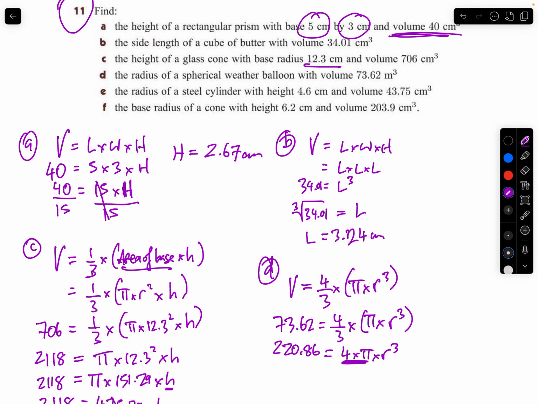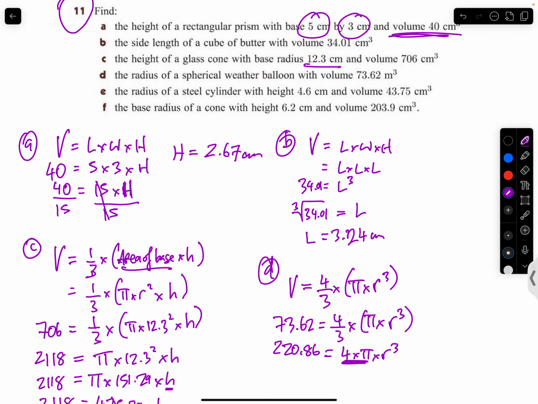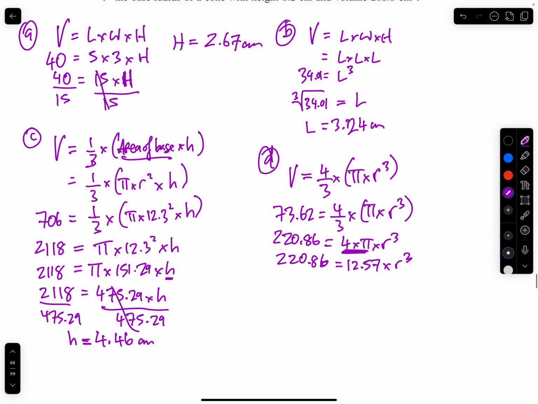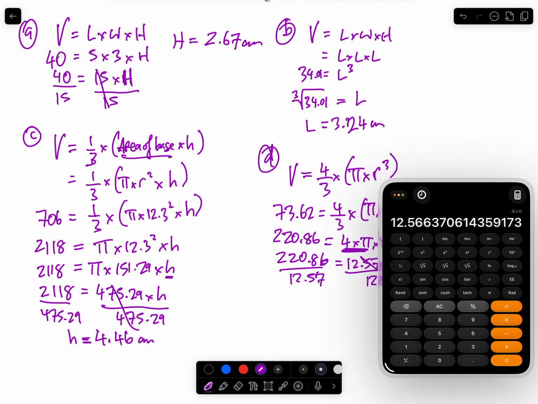Calculator can work out what 4 times pi is, to leave the only thing left on the right hand side as the radius cubed. 4 times pi, 12.57. 220.86 is equal to 12.57 times by radius cubed. What is the opposite of timesing by 12.57? Divide by 12.57. Divide this by 12.57. 220.86 divided by 12.57.